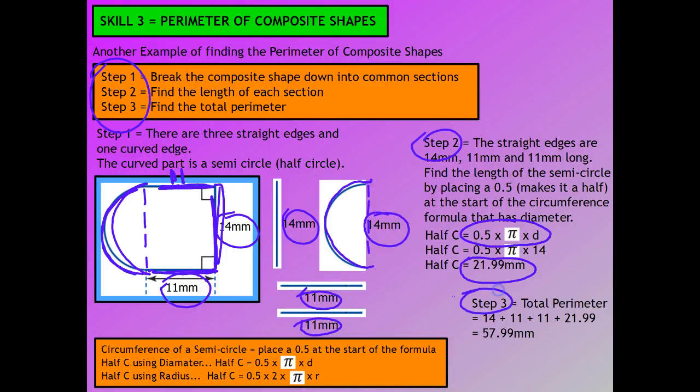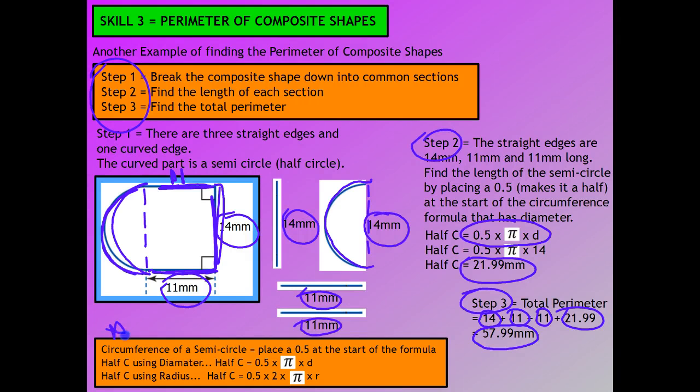We're up to step 3. If we want to find the total perimeter for this object, it's 14 plus 11 plus 11 plus 21.99 for the semicircle, which gives us a total perimeter of 57.99 millimeters.